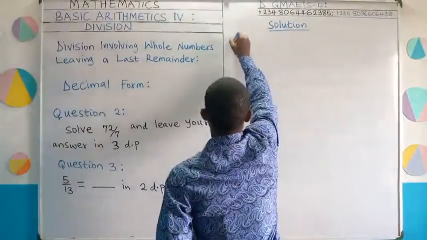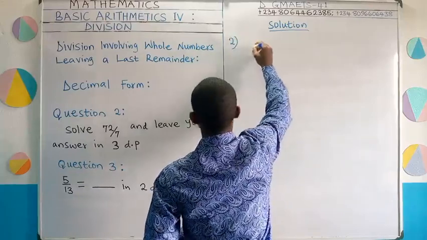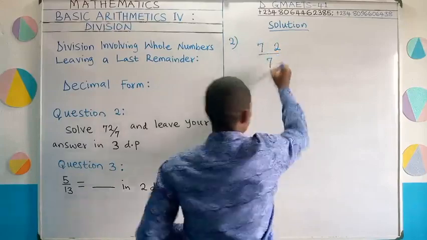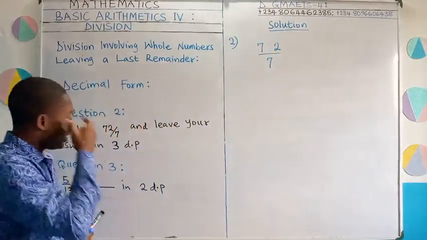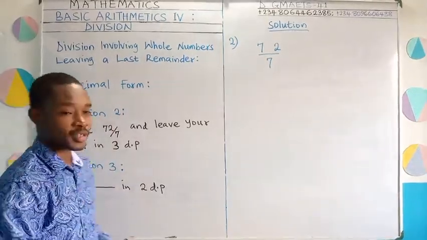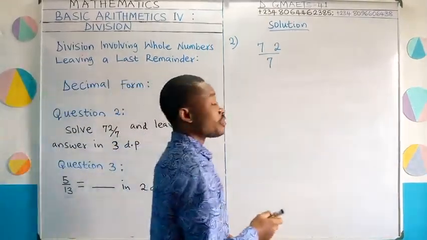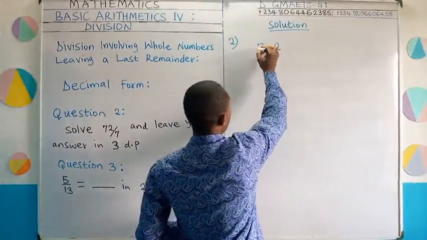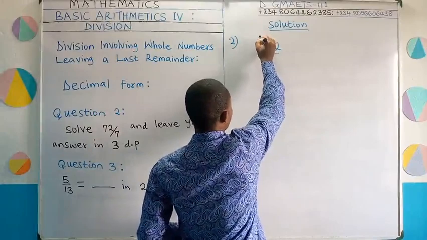Let's go. Solution to question number 2. We are given 72 divided by 7. We have to get our answer in decimal form, and we should get it in 3 decimal places. Let's be fast in solving this. We'll start. 7 divided by 7. 7 divided by 7 is 1.